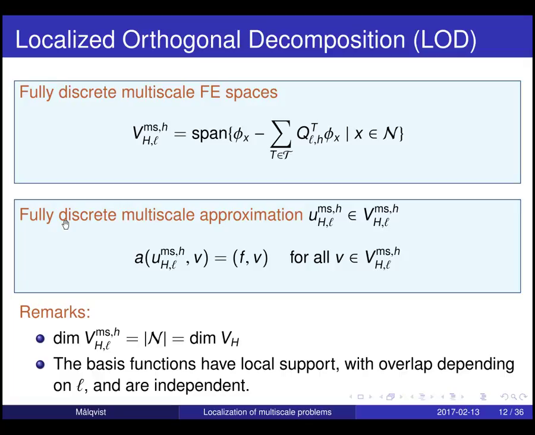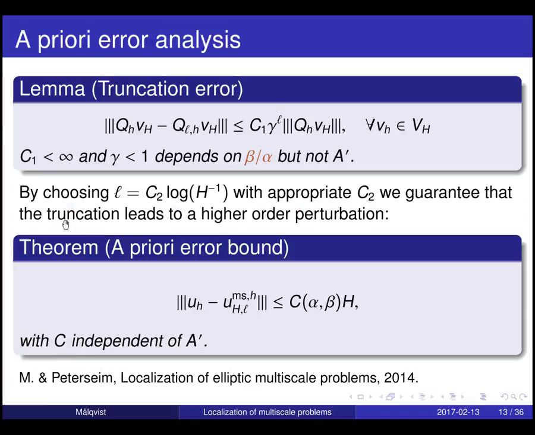approximation, and the full multiscale space has 3 parameters now. You have the coarse mesh size, you have the fine mesh size, and you have the number of layers. It's the span of these functions. And then we get the Galerkin approximation in the new space, like that. And we note that the dimension of this space is the same as VH. For each coarse basis function, we compute 1 modification. They have local support, and they overlap then, depending on this parameter L, how big these patches are.